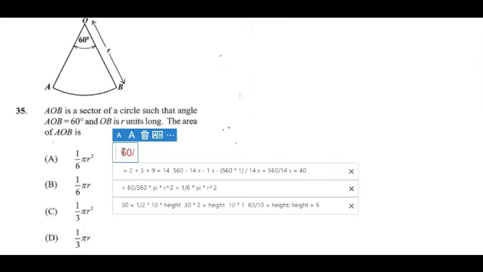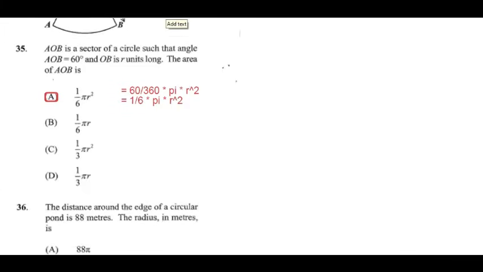So it is 60 divided by 360 multiplied by pi multiplied by r squared, and we can simplify by saying 60 into itself goes 1 time, 60 into 360 goes 6 times, and we're left with 1 over 6 multiplied by pi multiplied by r squared, and therefore answer for 35 is A. And don't fret about these formulas. They're usually given at the front of the booklet.